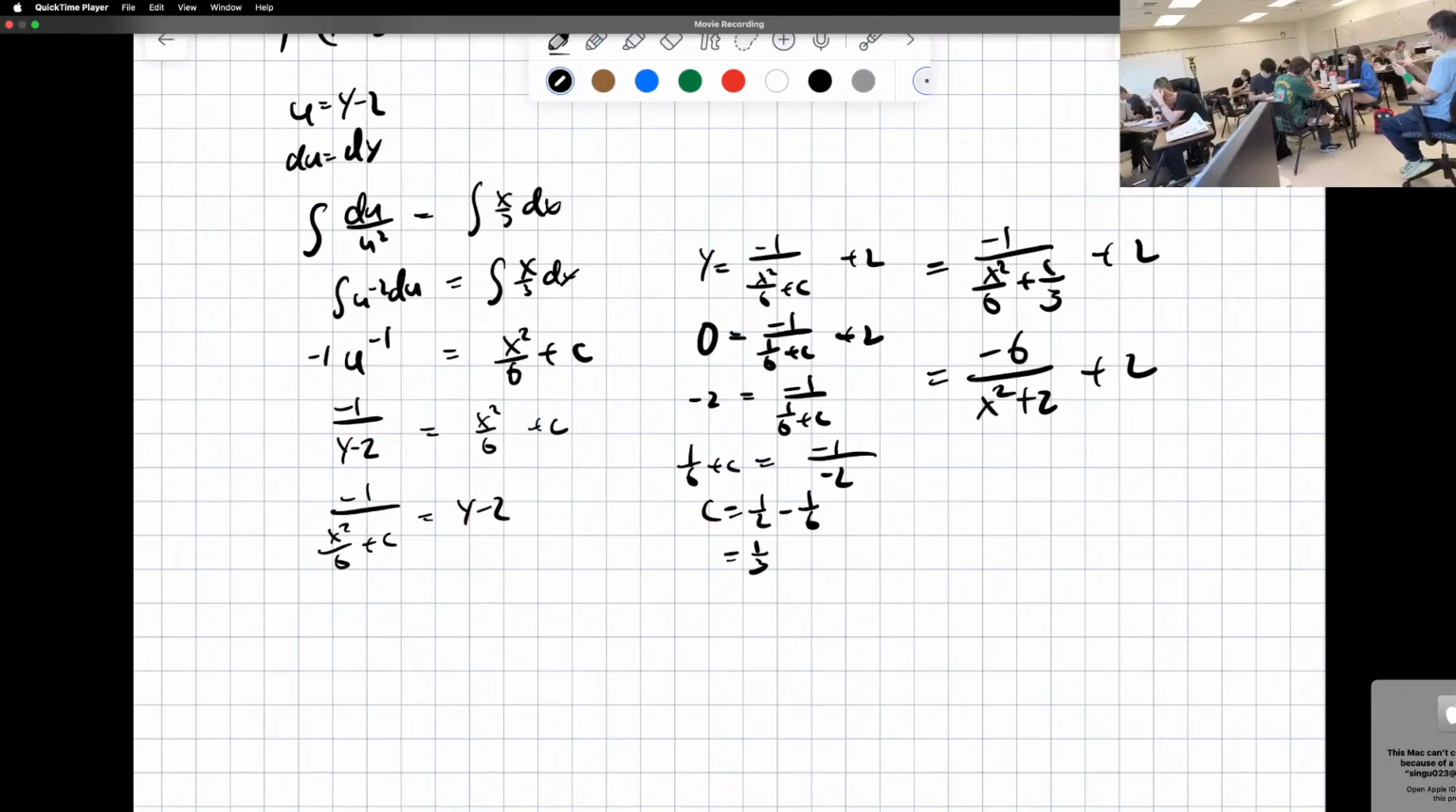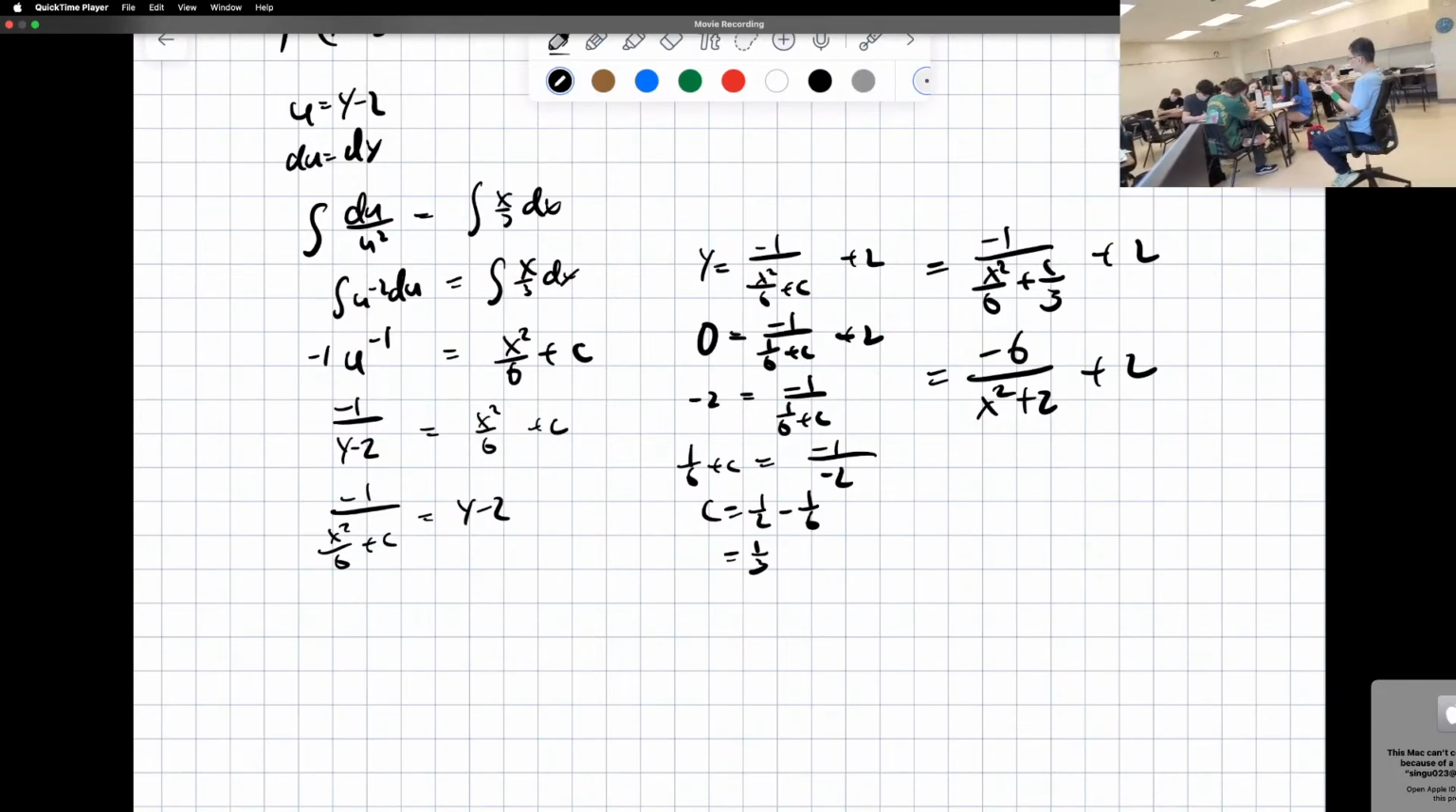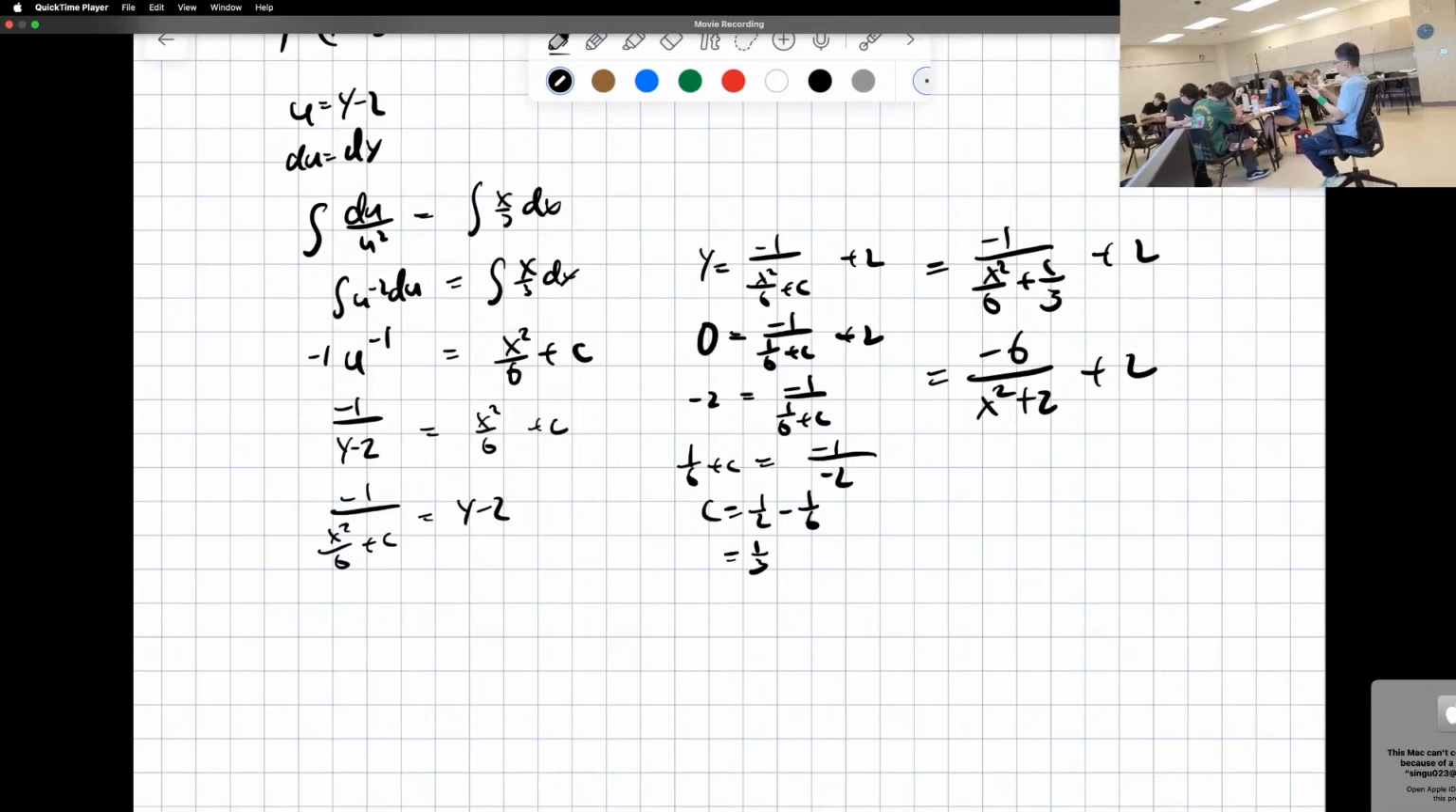21 is A. 22 is E. 23 is B. 24 is A. 25 is C. 26 is E. 27 is D. 28 is B.